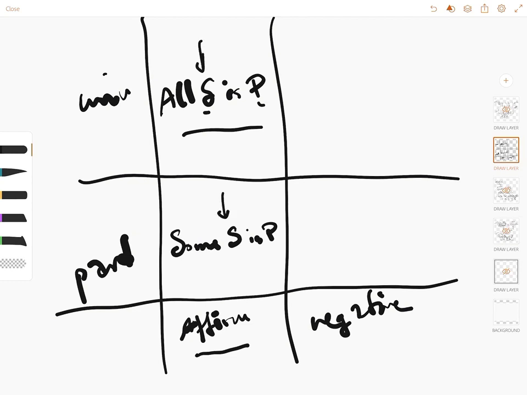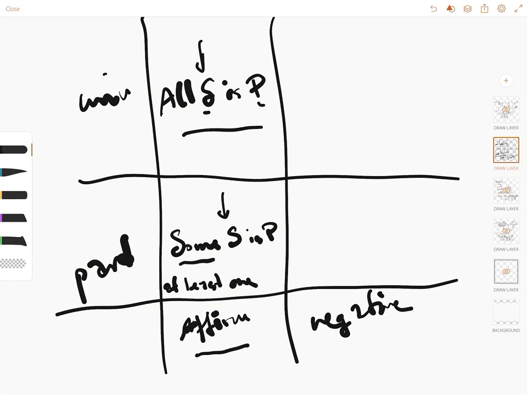And this is a good time for me to point out to you that some in logic always means at least 1. It could be 1, but at least 1. So when we say some S is P, it could be that one single member of S is also a P, or it could be more than 1. But the point is some translates to at least 1.